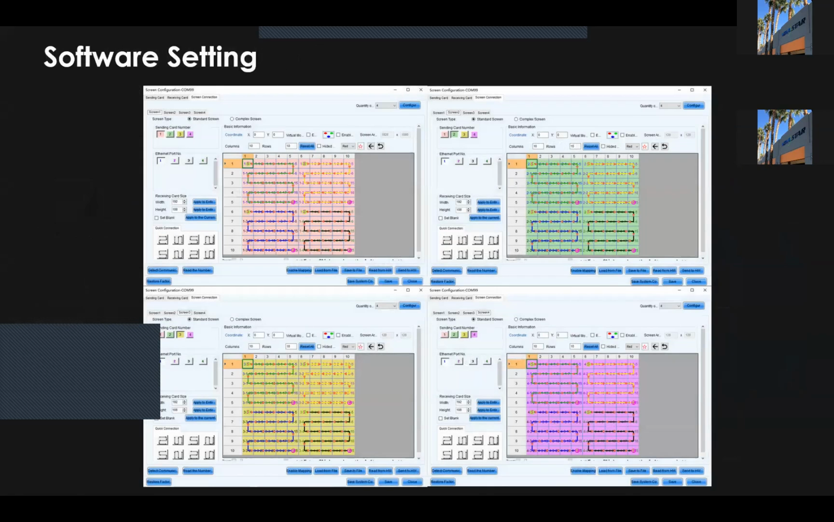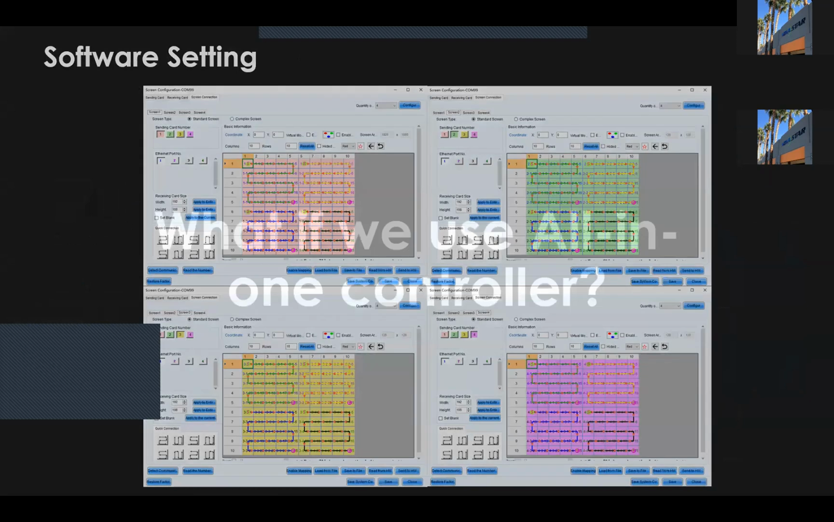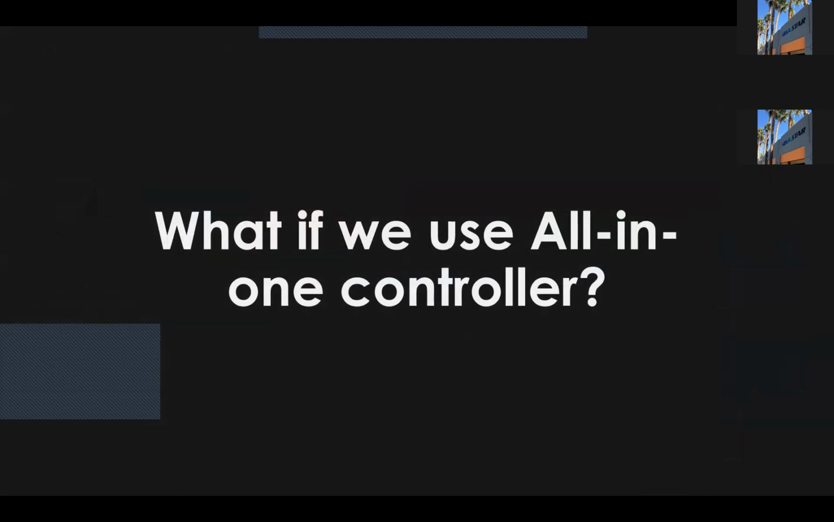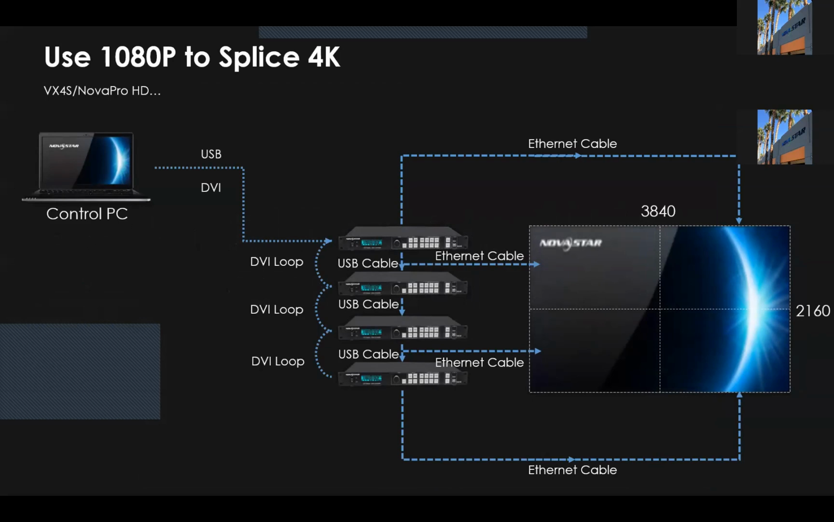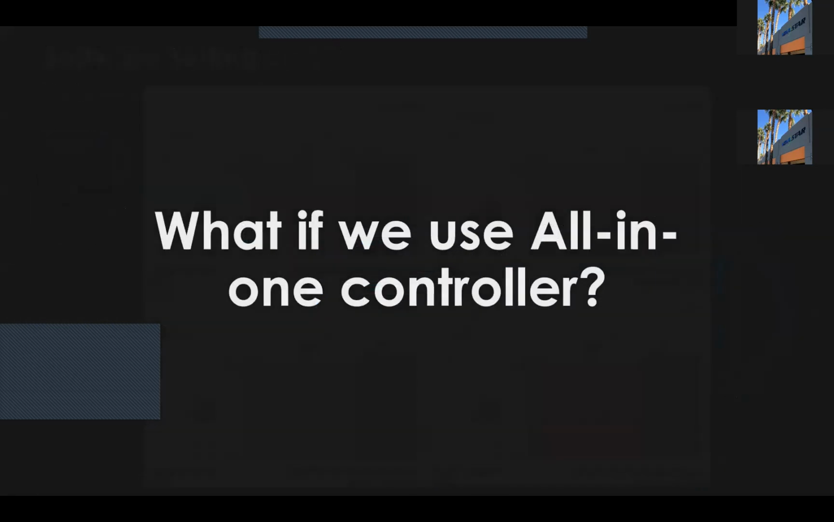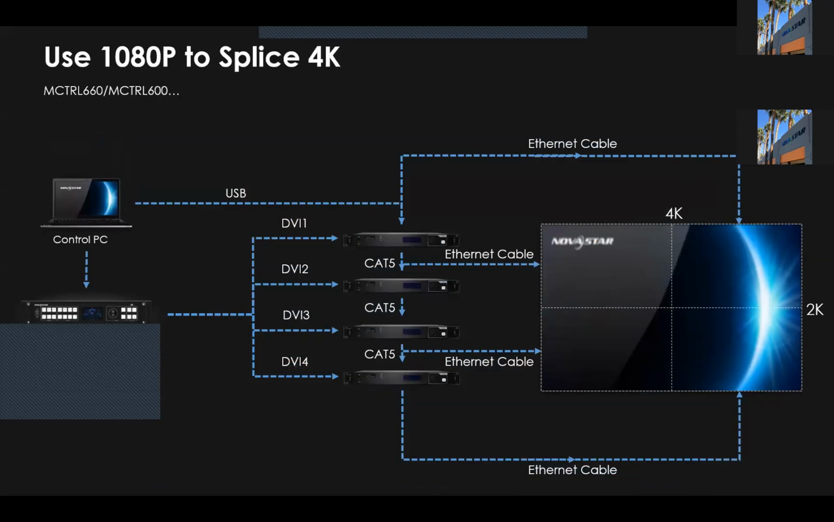But what if we are going to use the all-in-one controller? Let's say the structure. I think you will find the difference, right? This is a VX4S or the Nova Pro HD, the all-in-one controller. Let's see what is the difference.